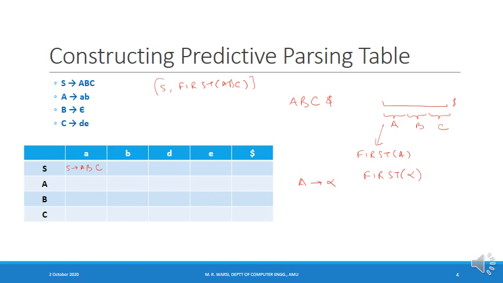Similarly, let us now add this production to the parsing table. Where will I add this? I'll add it at the location A comma whatever is first of AB. First of AB is small a. So this production will get added here in the parsing table. Capital A derives AB.